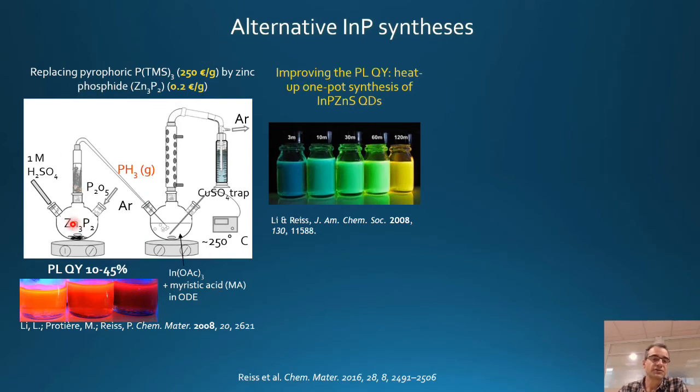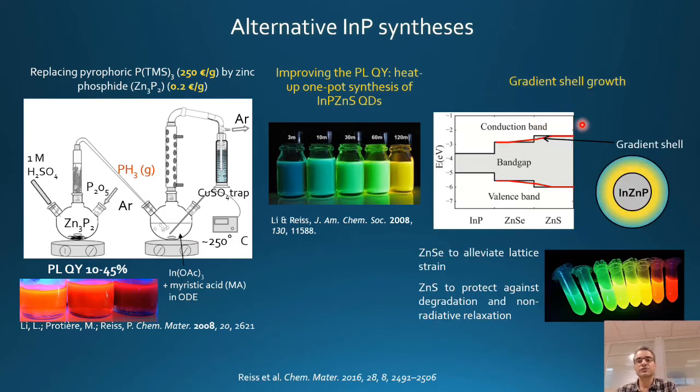In this case, we take this zinc phosphide, we treat it with sulfuric acid, we generate in situ phosphine gas, which we bubble again through the indium precursor, and in situ we get these indium phosphide nanocrystals with a very nice quantum yield. We can get some color tuning and so on.